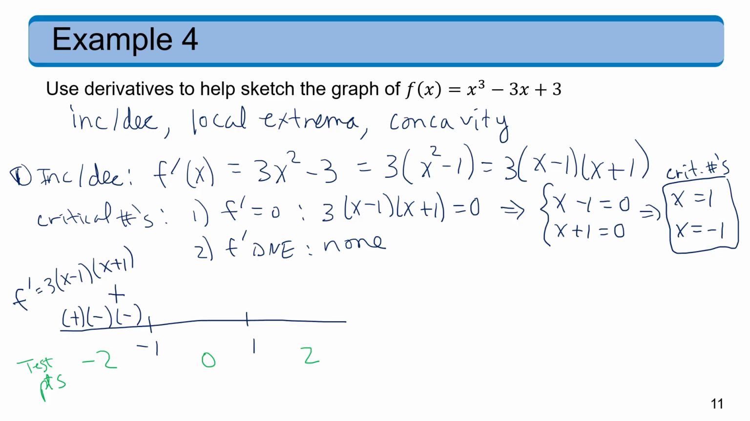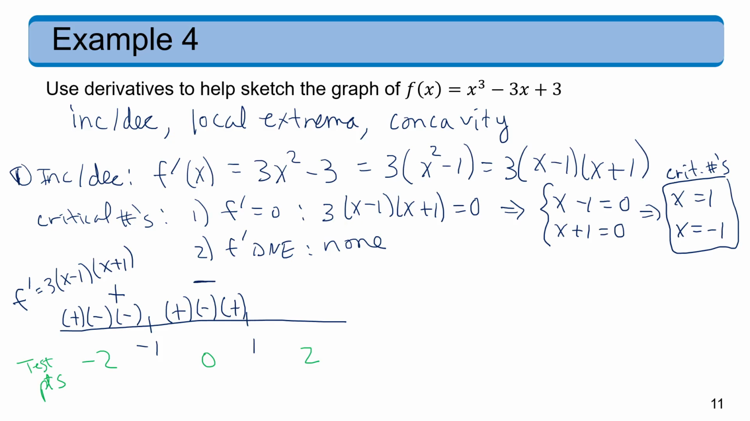Okay, next test point is 0. So the first factor, 3, that's always positive. The next factor, 0 minus 1, is negative. And then 0 plus 1 is positive. So the product of those three will be a negative number.